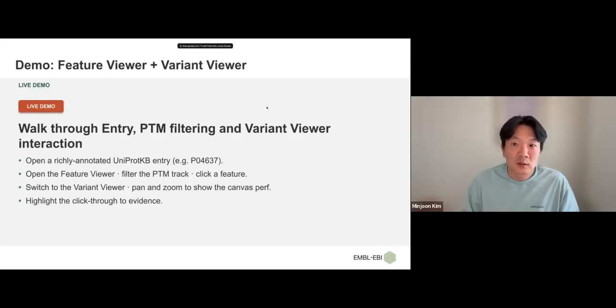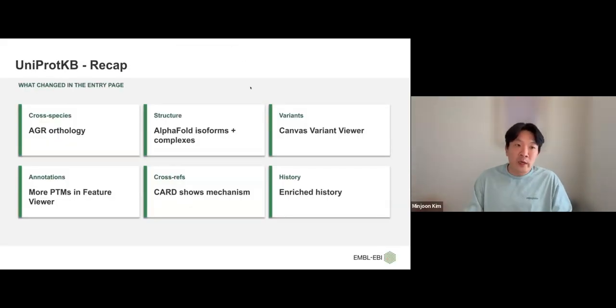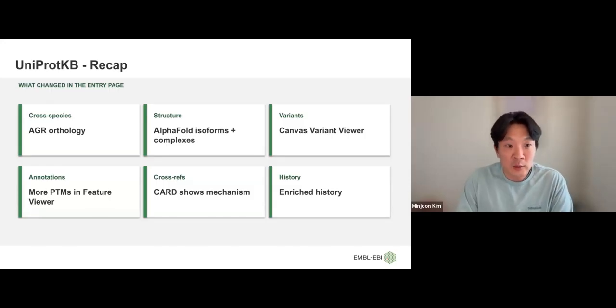And yes, so a quick recap of the changes in UniProtKB. Inside the entry tab, we have the cross-species AGR orthology data that is new. And within the structure section, we have the new AlphaFold isoforms and the complexes. In the variants viewer, we have the Canvas implementation, which is a bit faster than the previous implementations that we had. Annotations include updated PTM annotations in the feature viewer.